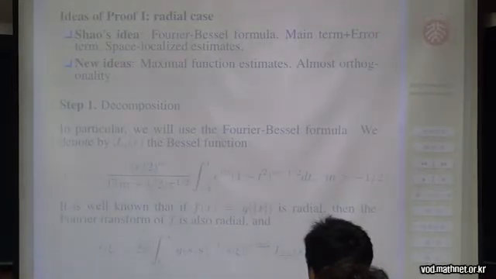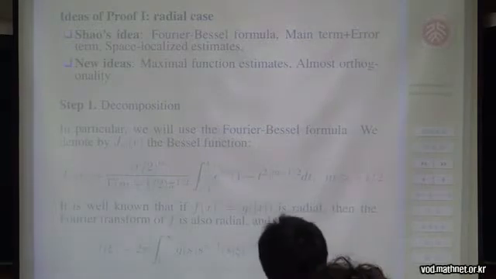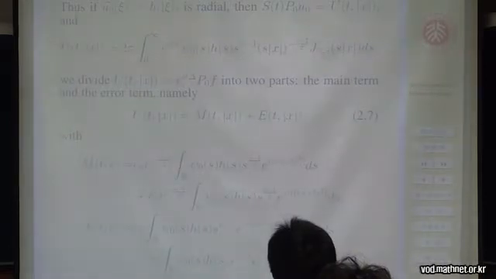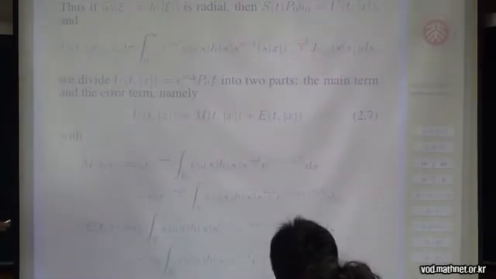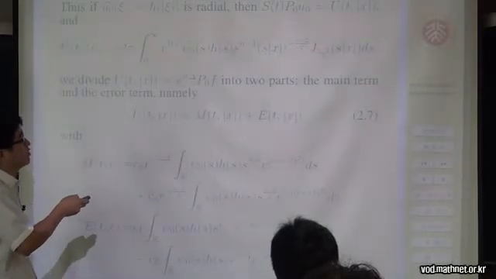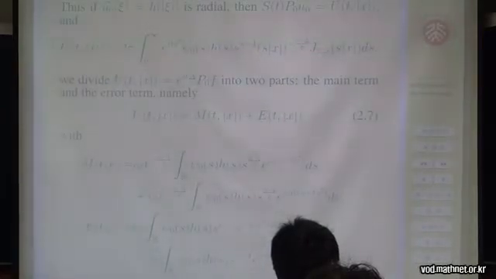The idea is quite simple, and of course relies heavily on the radial symmetry. We use the Fourier Bessel formula to rewrite the linear solution as a one-dimensional oscillatory integral involving a Bessel function. These are quite standard. Here you have a Bessel function of order n minus 2 over 2, the order related to the Fourier Bessel formula.